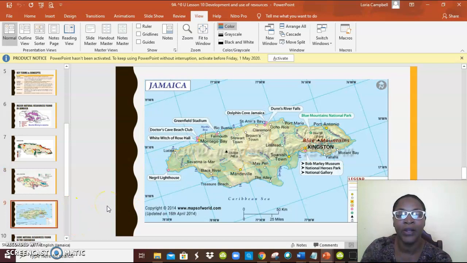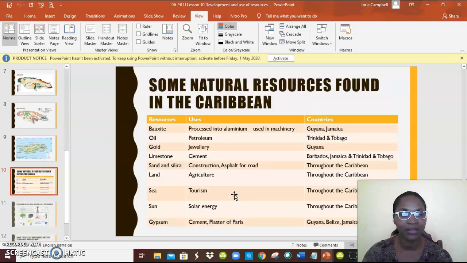The next slide. Now we're looking at another map, and this one is showing some natural resources, especially in the form of water, like Doctor's Cave Beach, and we're looking at Blue Mountain National Park, Blue Mountain, Dunn's River Falls, and so on. Just showing you a variety of natural resources that are found in Jamaica. And of course, I know you can find some others, and you did find some in class, so you can refer back to that as well.